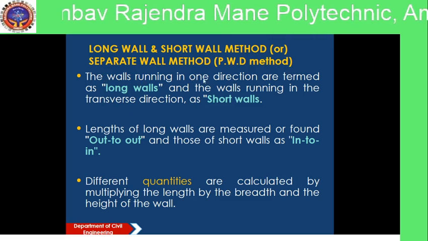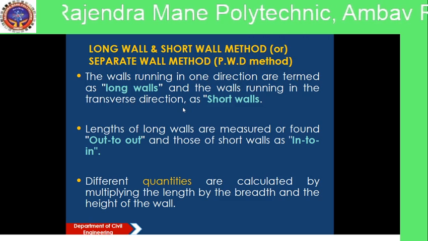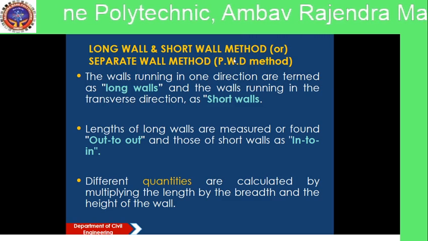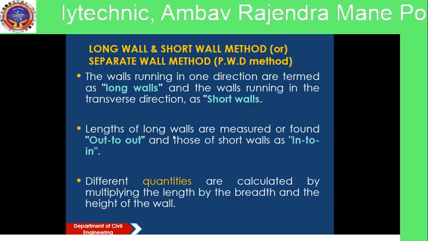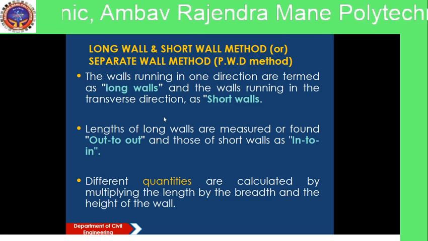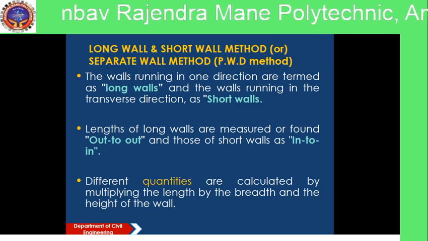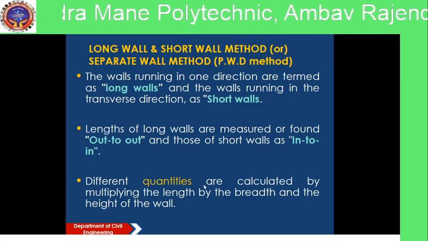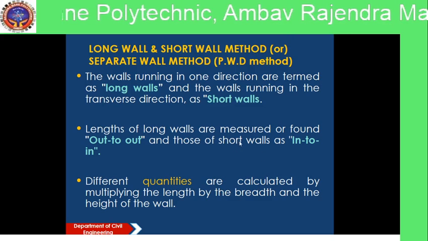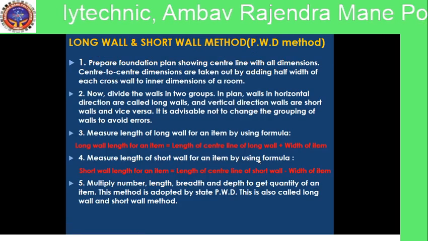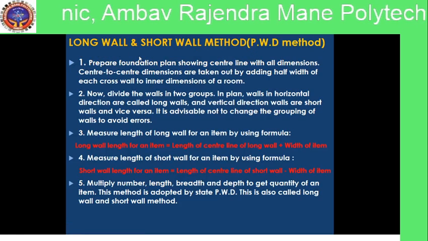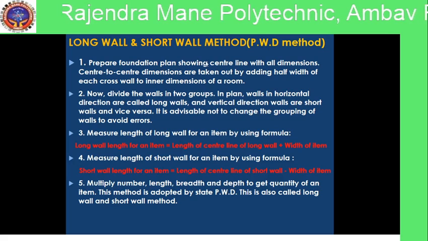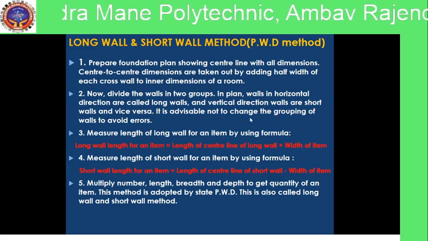The walls running in one direction are termed as long walls, and the walls running in transverse direction are called as short walls. The length of long walls are measured out to out, and those of short walls in to in. So different quantities are calculated by multiplying the length by the breadth and the height of the wall. So in long wall and short wall method or in PWD method, first we have to prepare the foundation plan showing center line with all dimensions.